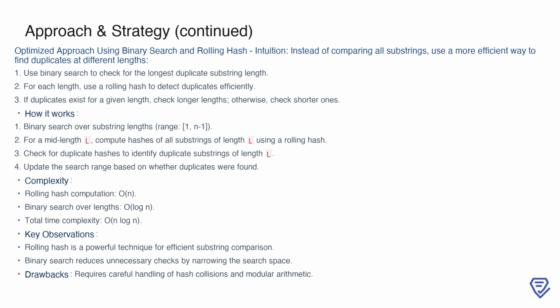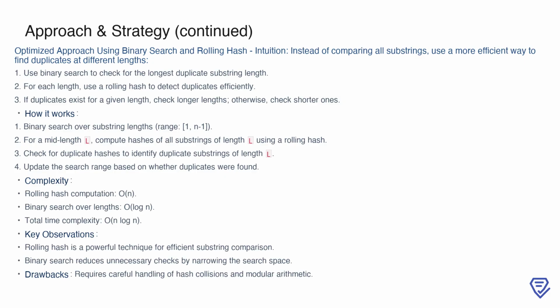First, we perform a binary search over possible substring lengths, starting with a range from 1 to n minus 1. For a midpoint length, we compute the rolling hash for all substrings of that length and check for duplicate hashes. If duplicates are found, we adjust the search range to explore longer lengths, otherwise, we focus on shorter lengths. This approach is much faster because the rolling hash allows for efficient substring comparison, and binary search minimizes unnecessary checks.